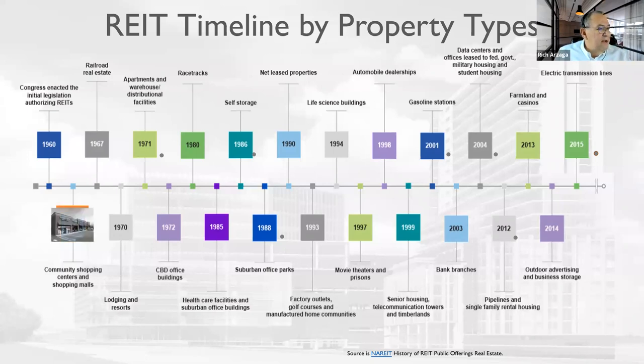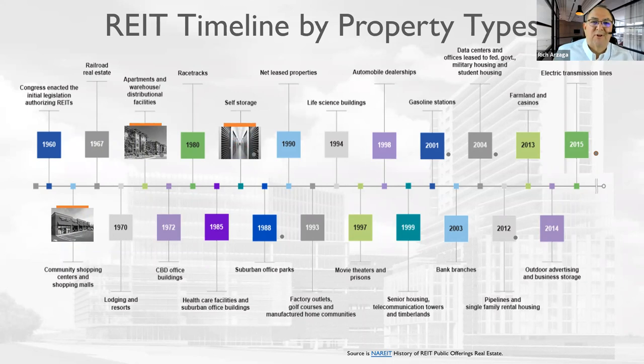Then in 61, you saw the very first community shopping center REITs and shopping mall REITs. That was early on. In 1971, that's when you began to see the rise of apartment and warehouse REITs and distribution facilities. That was way back in 71. Go to 86, self-storage. Actually, from 86 for a couple years, that was quite a hot commodity, self-storage REITs. Again, real estate investment trusts. 88, we have suburban office parks that came onto the REIT scene. In 2001, gasoline stations. There are REITs for gasoline stations.